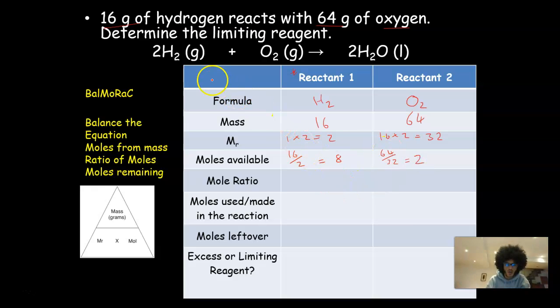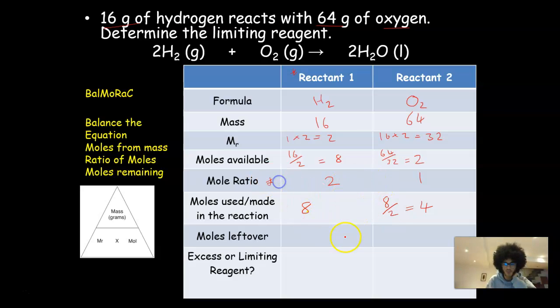Now the mole ratio is different here. It's a 2-to-1 ratio, so 2 to 1. Therefore, in terms of the moles used in this reaction, now let's say that all 8 moles of these got used up. Now if all 8 of those get used up, it's not 8 moles of oxygen that get used up because it's 2 to 1. It's going to be 8 divided by 2, which is 4 moles, to be consistent with the mole ratio.